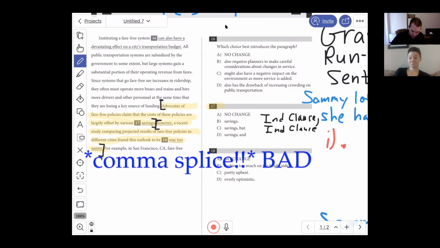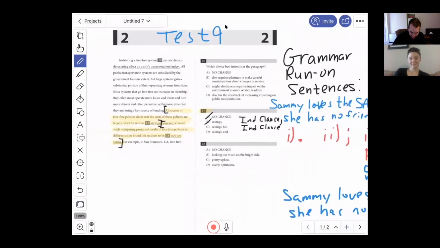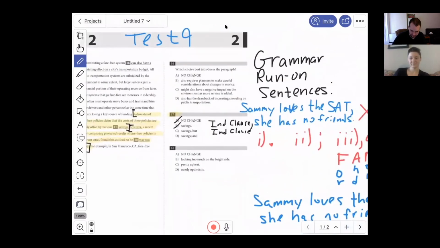No. A is a run-on sentence. Do we have other choices that are actually also run-on sentences here? Which one's also a run-on sentence? Probably B. Yeah, B takes the word however out, but that doesn't make it any better. There's still two sentences separated by a comma. So now between C and D, we might be a little bit split. Choice C uses a comma and a but, and choice D uses a semicolon and the word and.